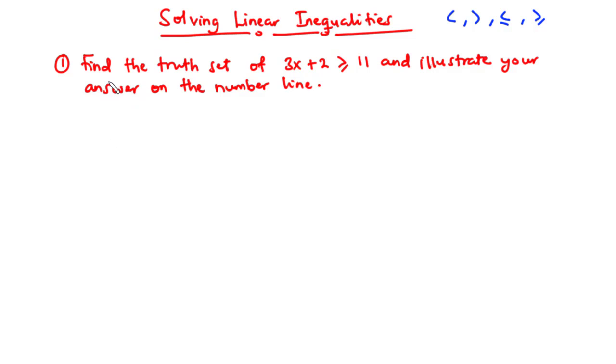Example 1. Find the truth set of 3x plus 2 greater than or equal to 11 and illustrate your answer on the number line. Find the truth set of the inequality 3x plus 2 is greater or equal to 11 and illustrate your answer on the number line. So let's solve this question together.